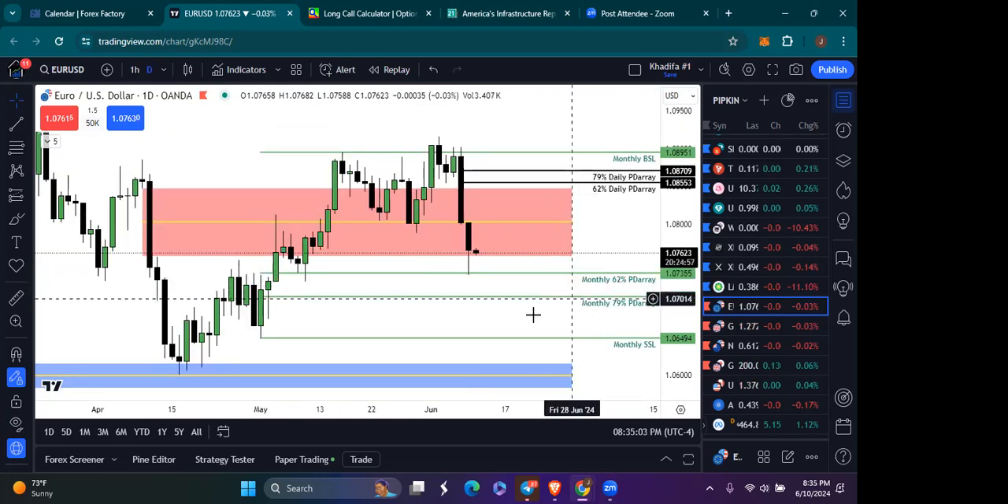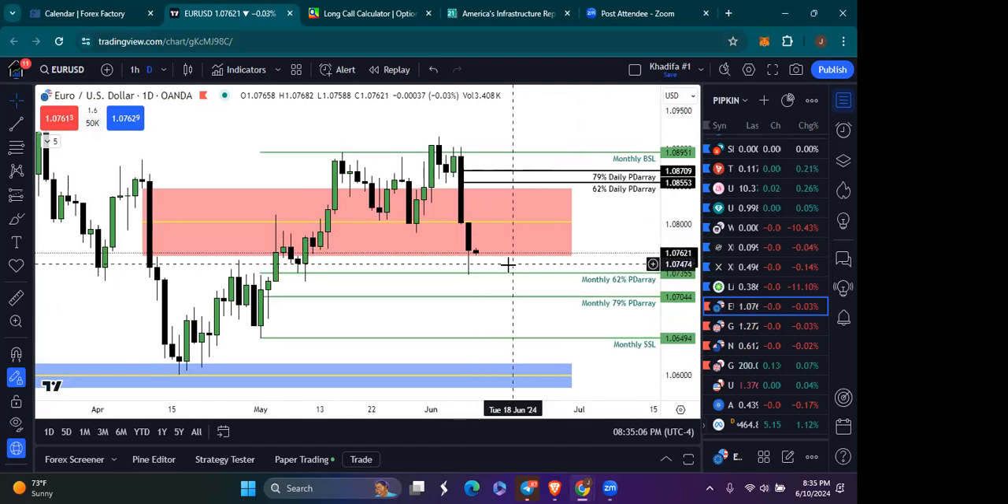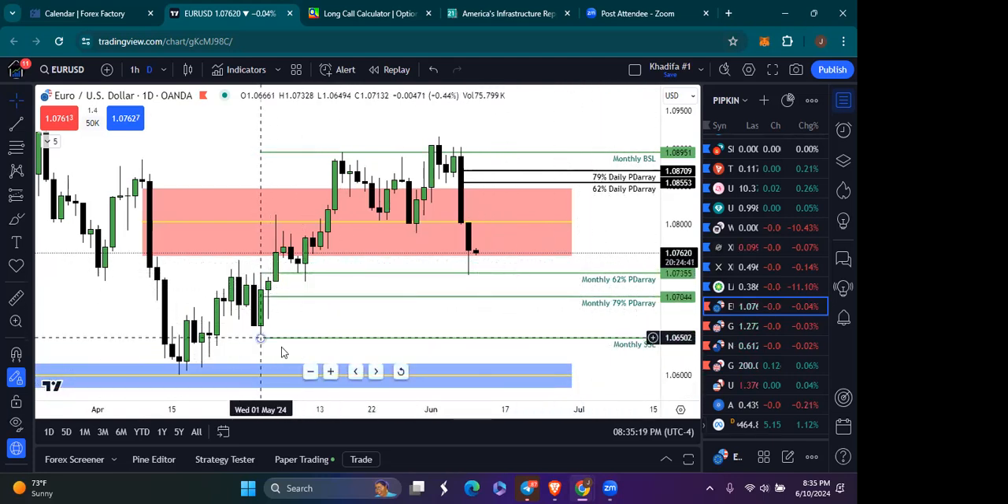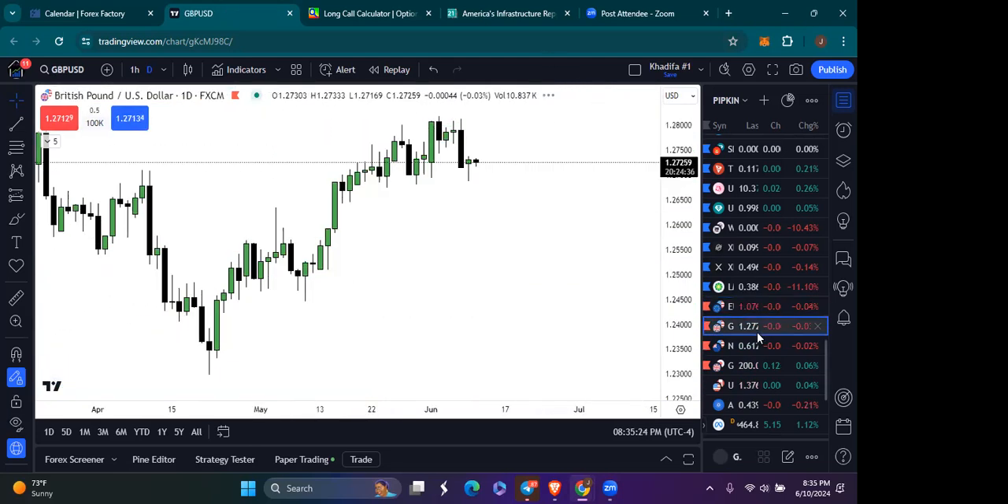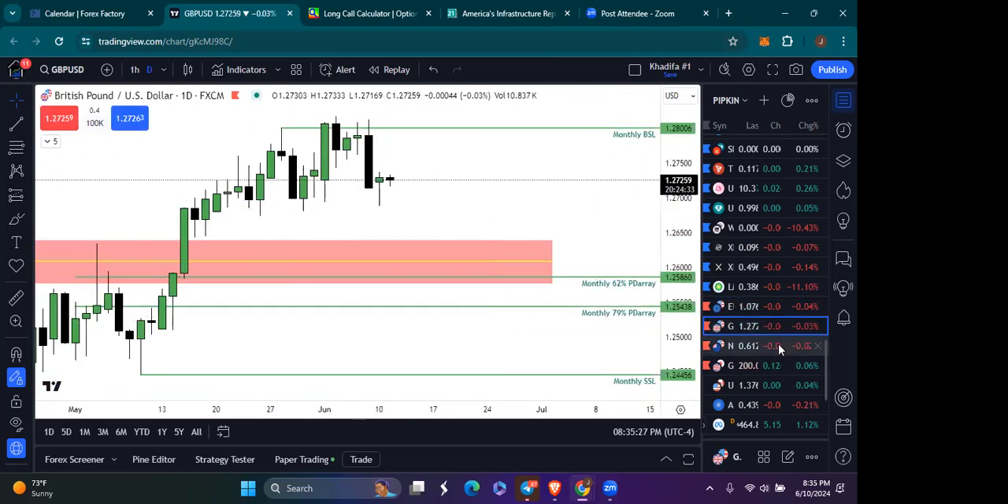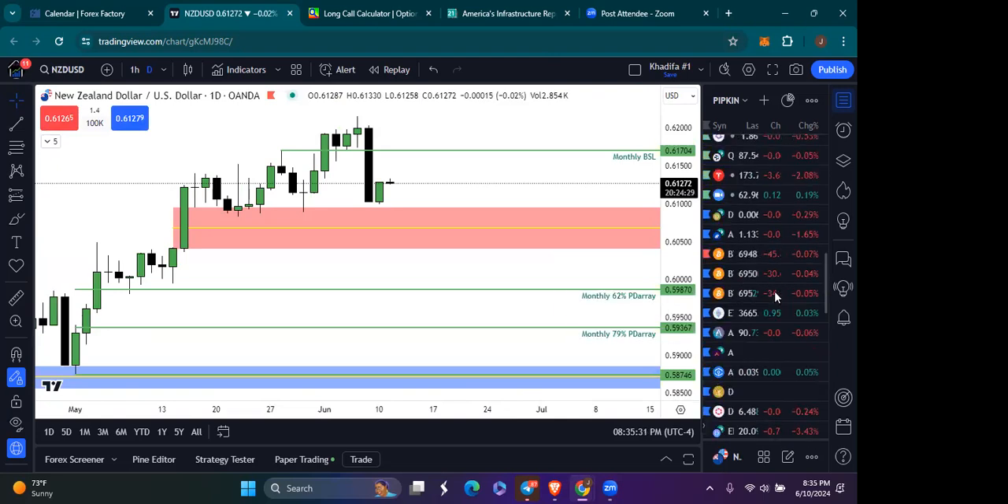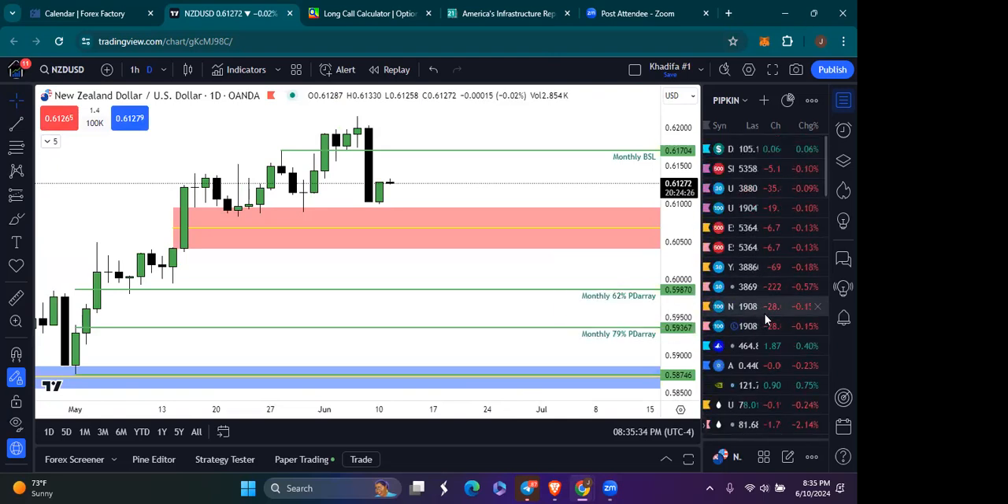But if the dollar keeps pumping to the upside, then of course we expect Euro USD to dig through these monthly PD array levels and possibly come down and run the monthly sell side liquidity. And then we'll see how price reacts to those levels. And that's across the board with GBP USD and NZD USD, right? And if you need more reference, just go to the pre-week analysis.